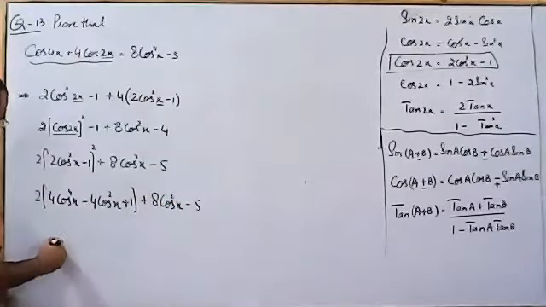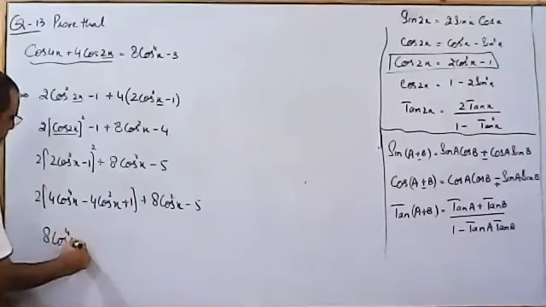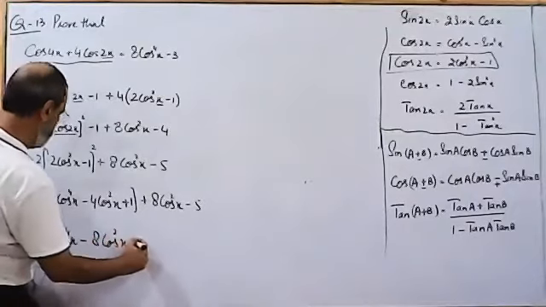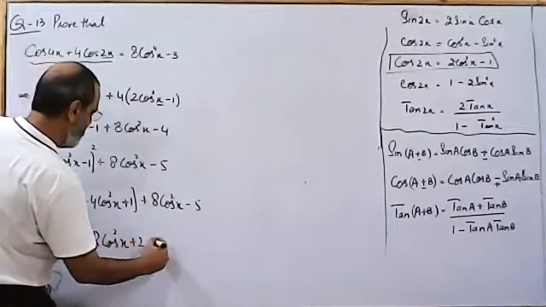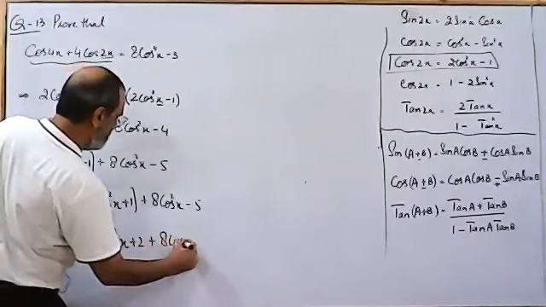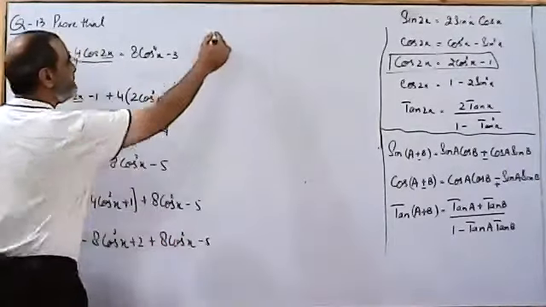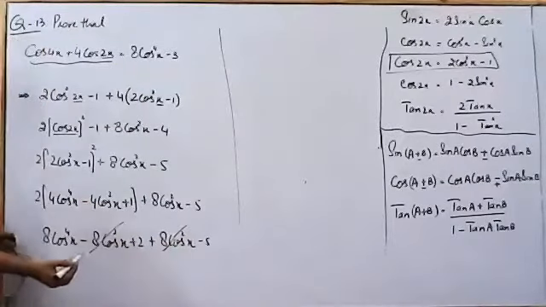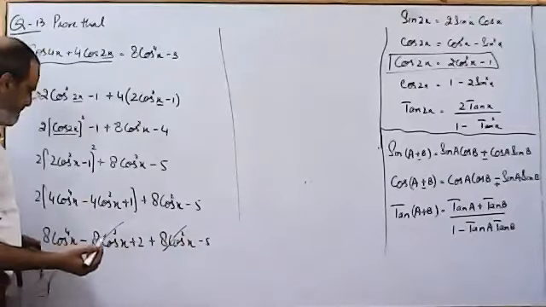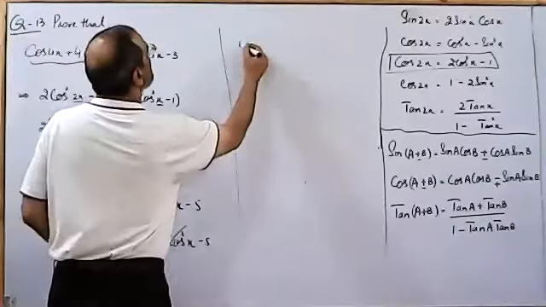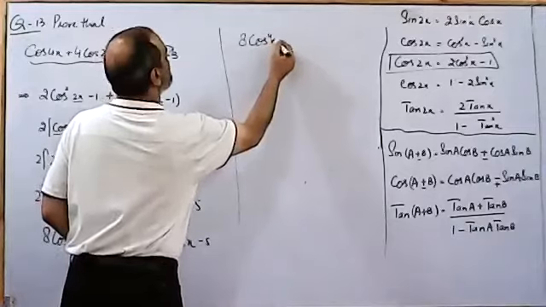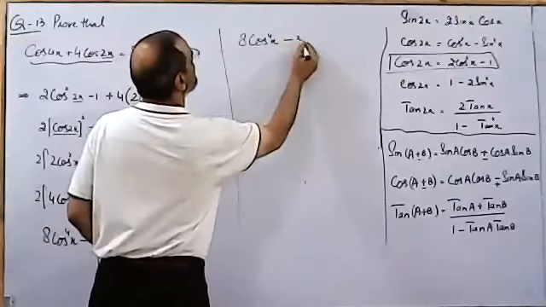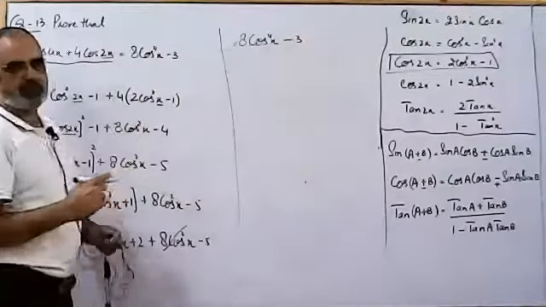Further multiplying, we get 8 cos⁴x minus 8 cos square x plus 2 and plus 8 cos square x minus 5. Plus 8 cos square x and minus 8 cos square x get cancelled. We are left with 8 cos⁴x, and 2 minus 5 is minus 3. This is the required expression.